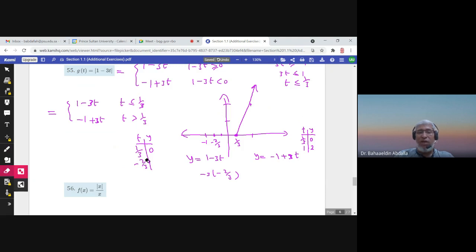Of course, you can use negative 2 over 3. You can use negative 1, anything. But I'm choosing negative 1 over 3 because if you replace t by negative 1 over 3, then it would give you 1. 1 plus 1 is 2. And here you have also 2. So you can sketch the graph. So this is the graph of this function, the absolute value of 1 minus 3t.